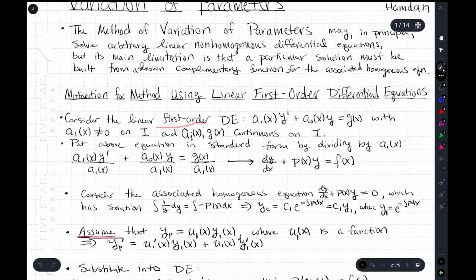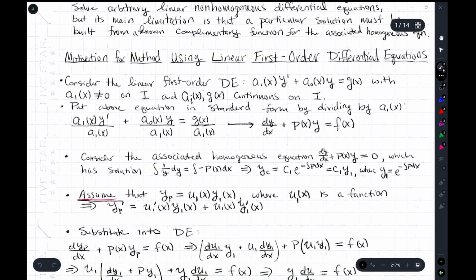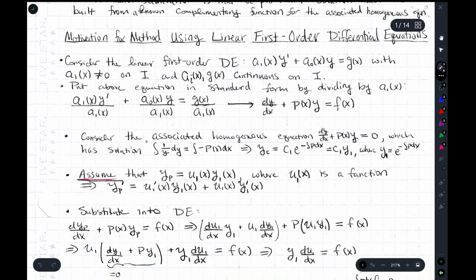So consider the linear first order differential equation that you see here. Of course, a1 must not be equal to 0 on the interval we're interested in. And the ai, all the coefficients, and g of x should be continuous on I. So we're going to put that in standard form, and we get this. There was no problem with dividing by a1 because it's never 0. That's an assumption. And let's look at the associated homogeneous equation. We just set f of x equal to 0 for the associated homogeneous equation.